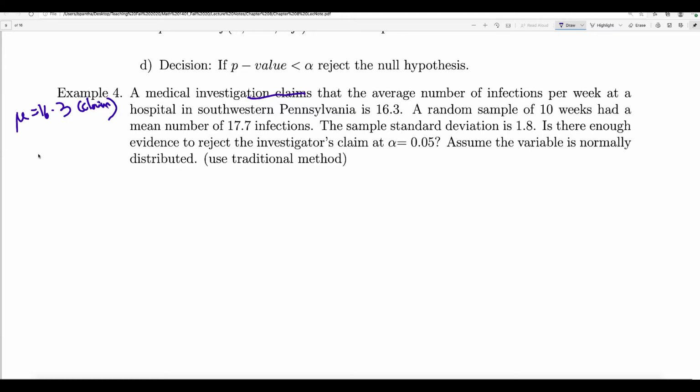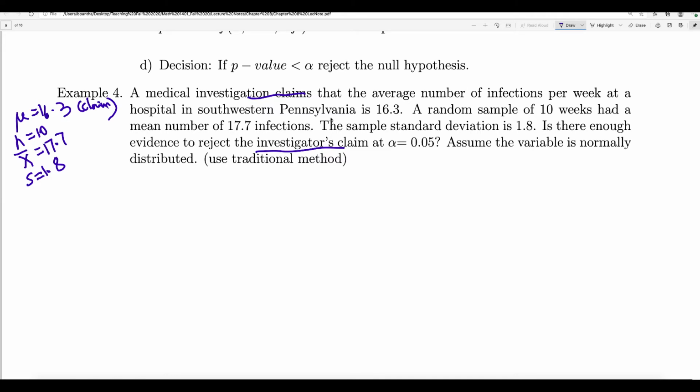A random sample of 10 weeks, so n is 10, had a mean number of 17.7. So x bar is 17.7. That is the sample mean. The sample standard deviation is 1.8. We denote the sample standard deviation by S, or SX. Is there enough evidence to reject the investigator's claim?